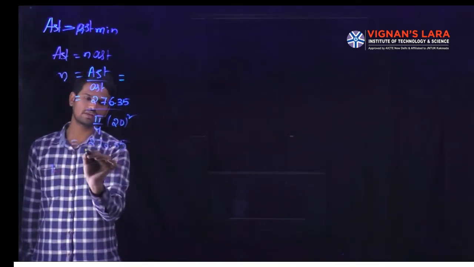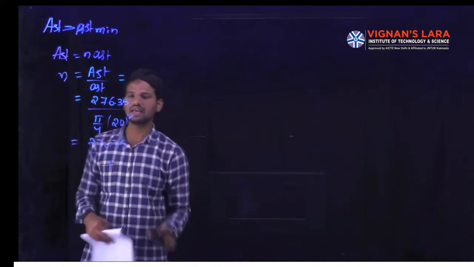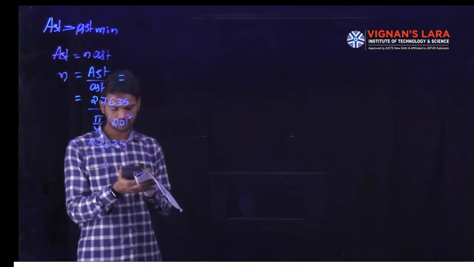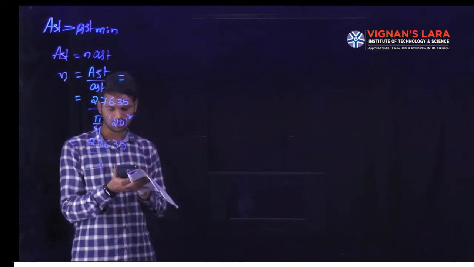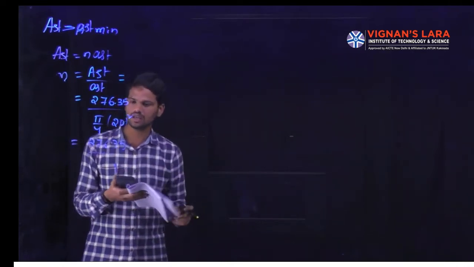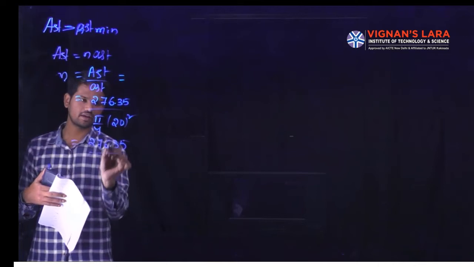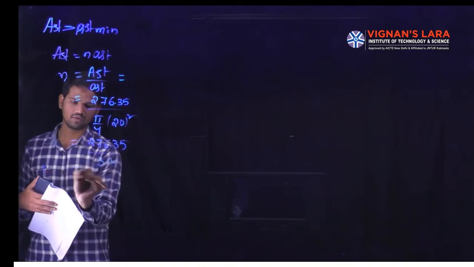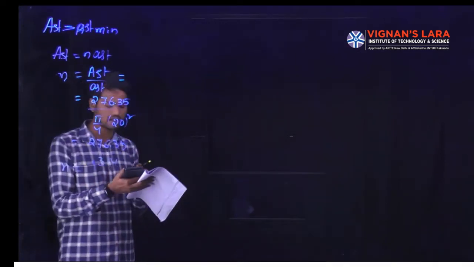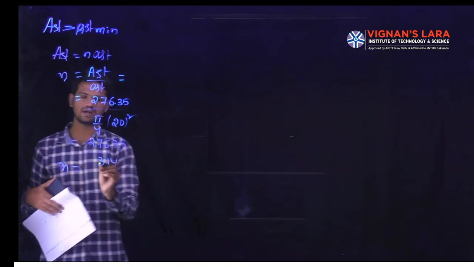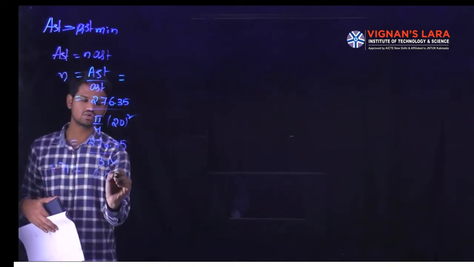276.35, the total area of the steel reinforcement, divided by the area of the single bar. The area of the single bar equals pi by 4 into d square, where pi by 4 is 0.785 and d square is 20 into 20, taking the diameter of the single bar as 20 mm. If you substitute, I am getting this value as 314. By substituting these values, the number of bars is 276.35 divided by 314. The number of bars we get is 0.88.